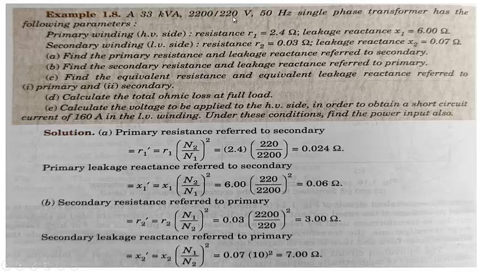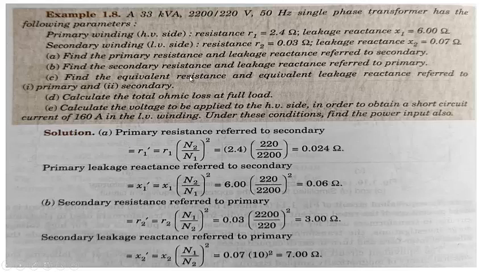We have to refer it to the 220 side. This will be 220 divided by 2200 square. Actually, it will be 1 by 10, that is equal to 1 by 100. So 1 by 10 square, that is 0.024 ohm. Similarly, for the leakage reactance, it is 6, and when you divide by 100, it will be equal to 0.06. So this will be the value of the primary resistance and primary reactance referred to the secondary side.